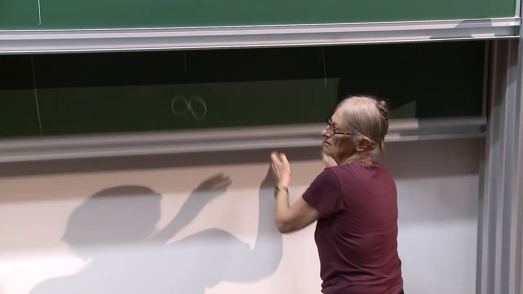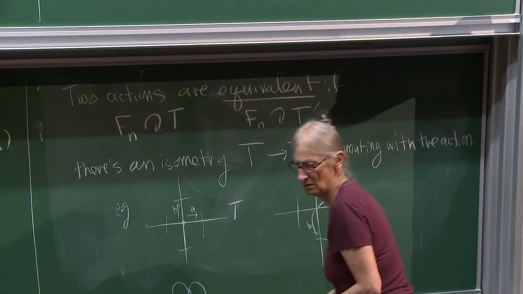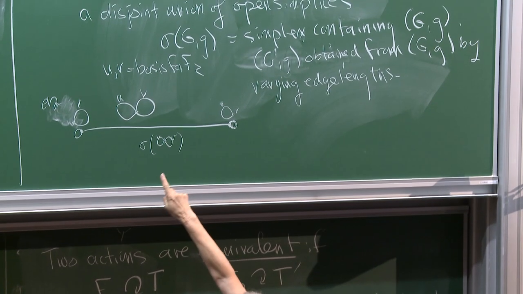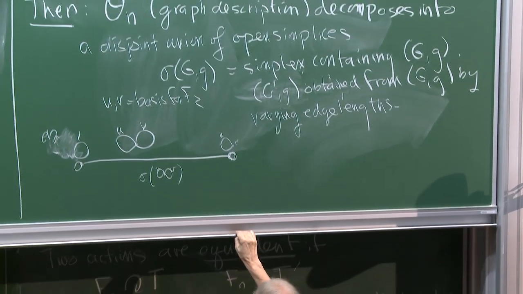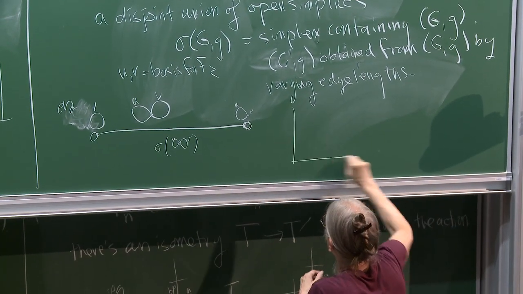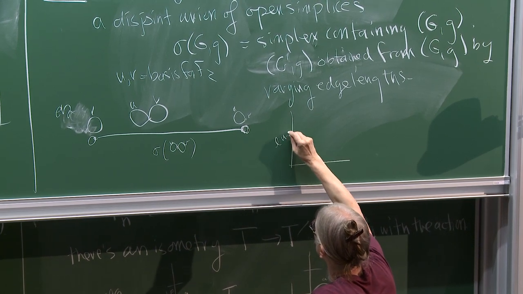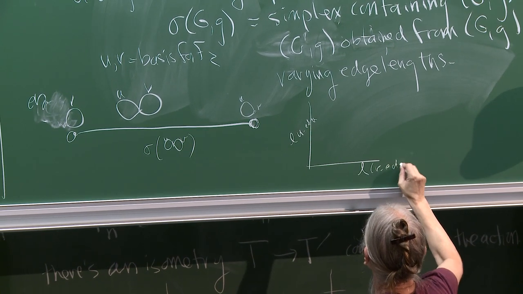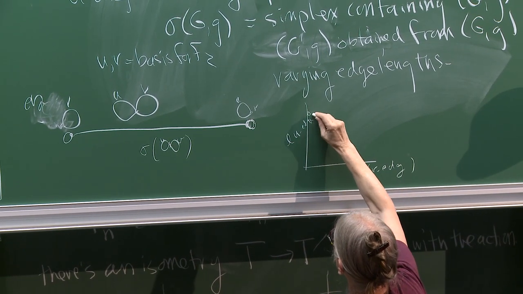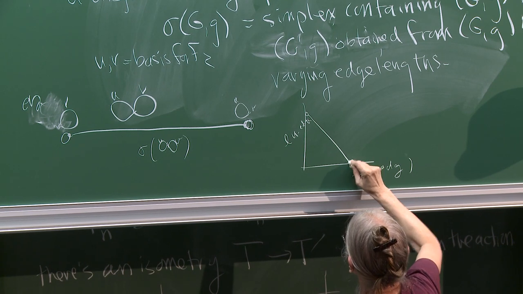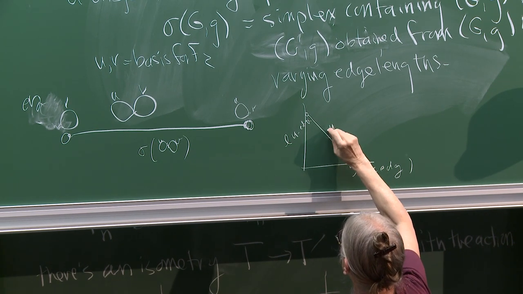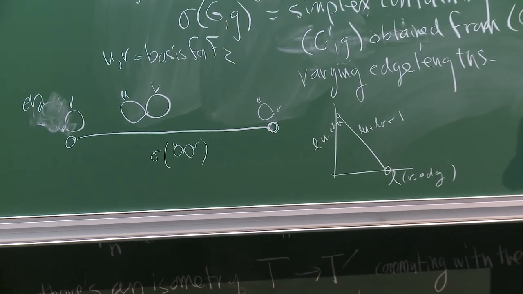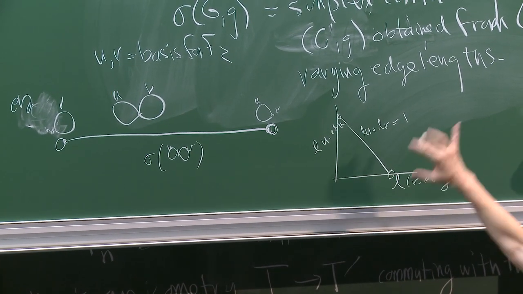So why is it just an interval? Because I want to keep the sum of the lengths equal to 1. So if this is the length of the U edge, and this is the length of the V edge, then I'm just looking at the length of U plus the length of V equal to 1. It's just a line. Otherwise, I'm looking at the whole cone.